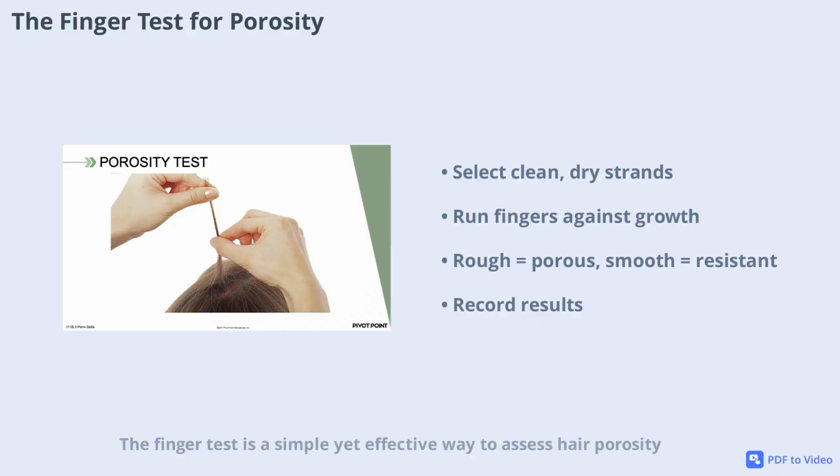The finger test is a simple yet effective way to assess hair porosity. Select clean, dry strands and run your thumb and finger along the strand against the direction of growth. Repeat this in several areas of the head. If the hair feels rough, the cuticle is open and porous. If your fingers slide easily, the cuticle is closed and the hair is normal to resistant. Always record your findings in the client's record for future reference.